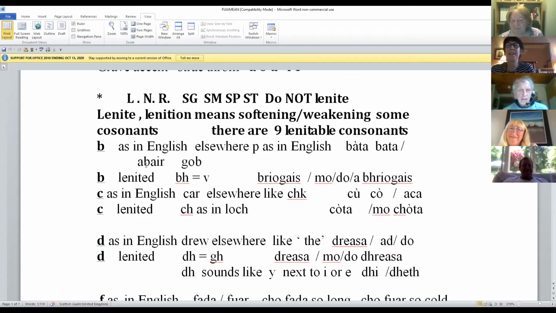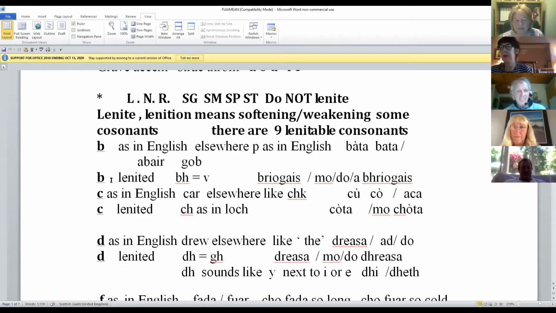Apid, that B is like a P. And gup, like a P. How many times have you said in Glasgow, shut your gob? Shut your beak, okay? Gup is a beak in Gaelic. That's where that's originated from.